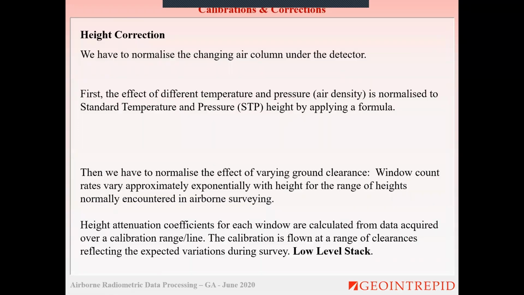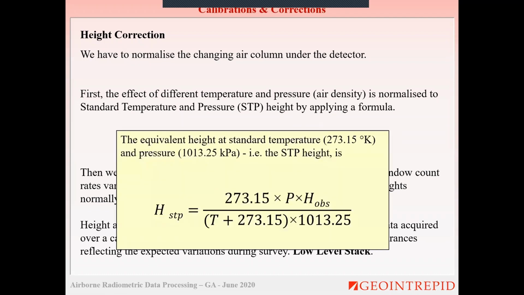The next one is the height correction. First, we have to normalize the changing air column under the detector. The first thing is to bring the density of the air to standard temperature and pressure, and that's very simply done by applying a formula. We have the observed heights, and we have the observed pressure, and we apply this formula, and we then get the standard temperature and pressure height out of that. That's done in Intrepid with dB edit.